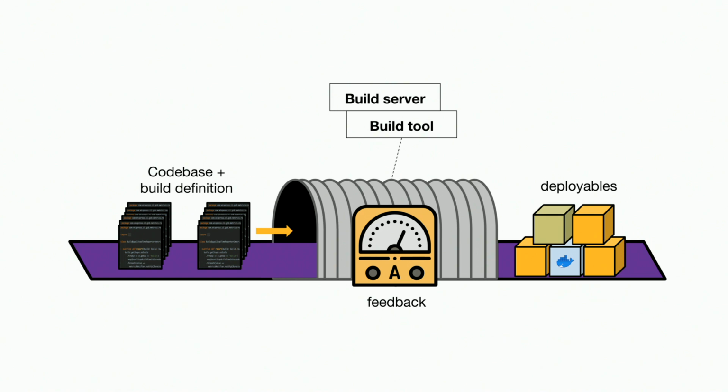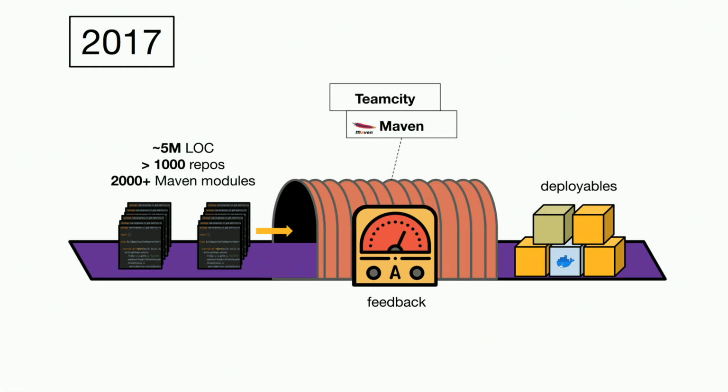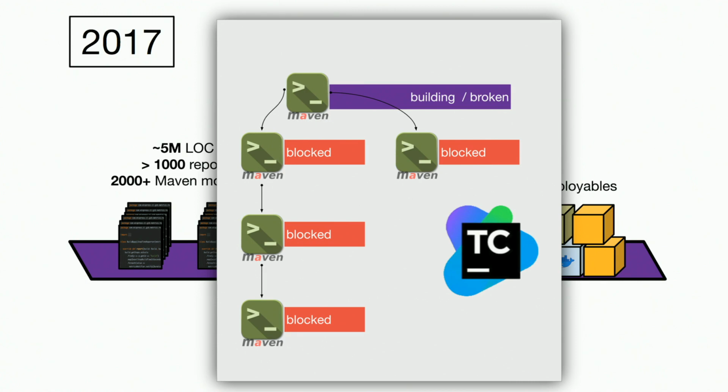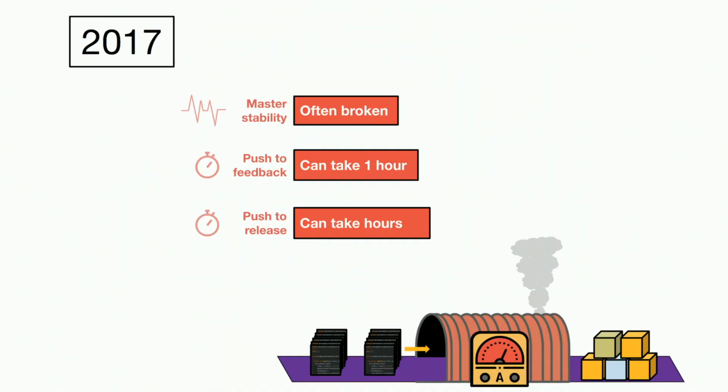But let's look at the Wix backend build system situation in 2017. We had about 5 million lines of code, mostly Scala, over 1,000 Git repositories, about 150 developers. For build tool, we used Maven, so snapshot dependencies between 2,000 Maven modules. And we used TeamCity for the build server. So each Maven module got its own TeamCity configuration, which is the equivalent of a Jenkins job. We applied a pessimistic lock, so whenever a module was building or broken, any module that depended on it was actually blocked. And we had a real big problem, because this did not work well with our size.